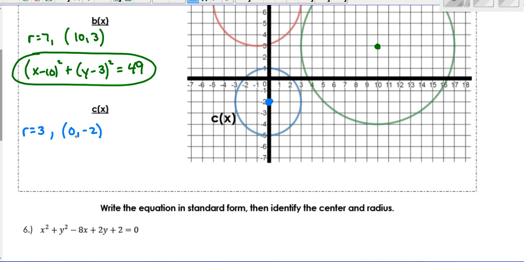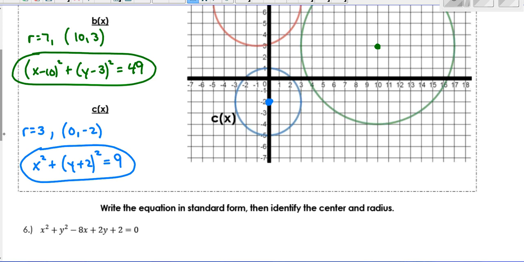So when I write this, since I'm not moving anything, I'm just going to write x squared. If you want, you can write x minus 0 and then square that, but you don't need to. And then plus y plus 2, opposite, squared, equals 3 squared, which is 9. Okay, and again, remember that we must square both our x's and our y's. That's what makes it a circle and not a parabola.